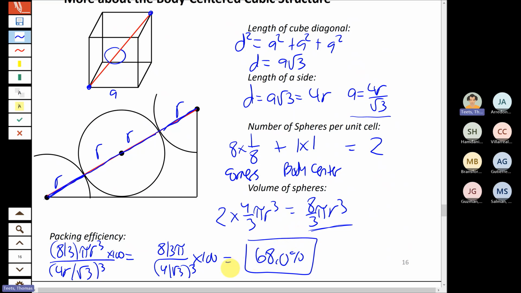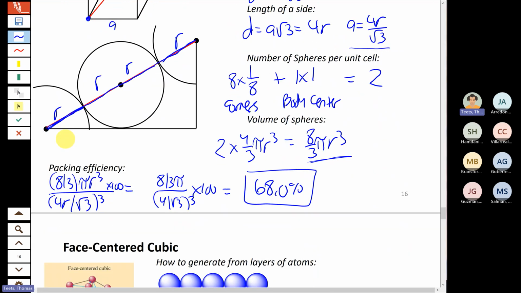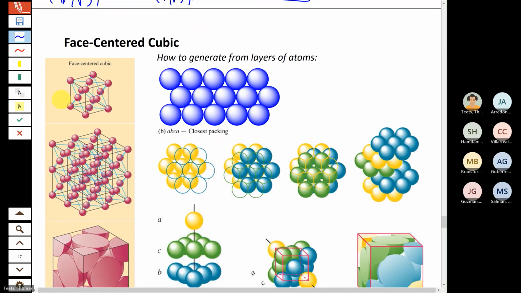All right, so that's going to be the numbers we get for body-centered cubic. All right, the very last cubic structure we're going to talk about is called face-centered cubic.